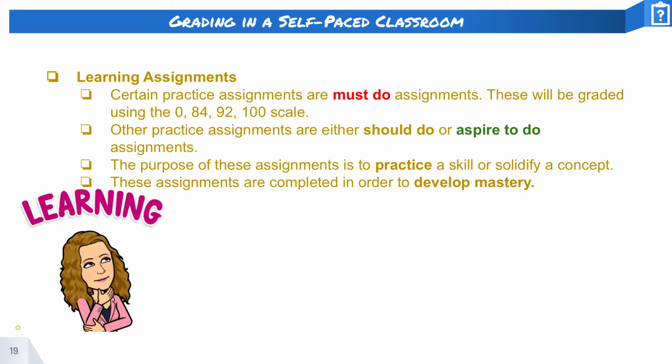Learning assignments. Certain practice assignments are listed as must-do assignments. Those are assignments that they have to do. They'll be graded using the 0, 84, 92, and 100 scale. Other practice assignments are either should-do or aspire-to-do assignments. So the purpose of these assignments is to practice a skill or solidify a concept. These assignments are completed in order to develop mastery.